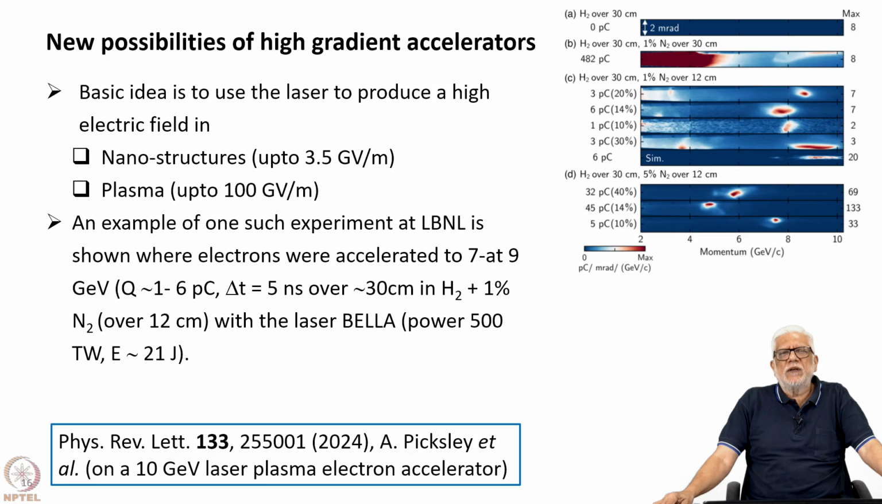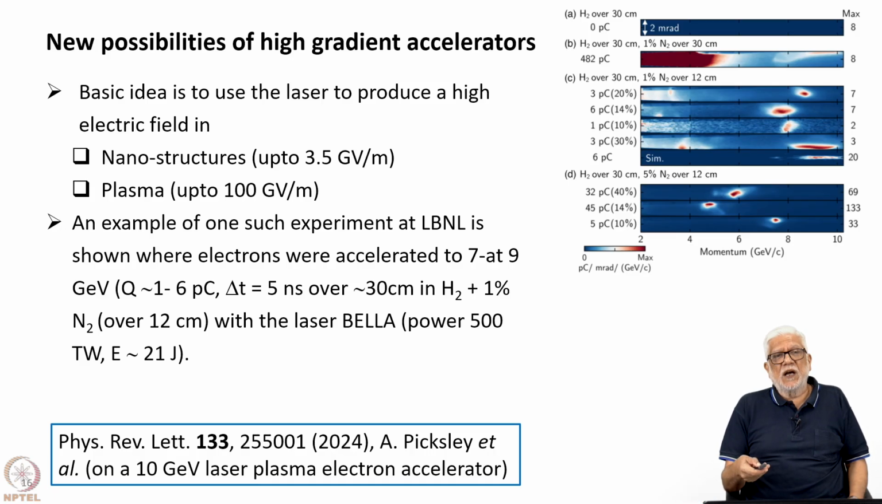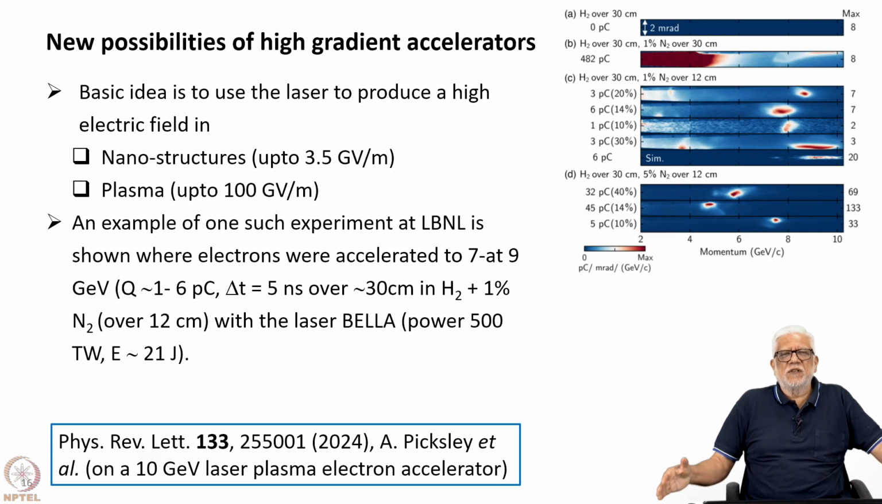Now, at some point, you have to change this technology. So, one attempt to do that, and again, this idea looks very promising, is to use very high power lasers to produce a very high electric field. This can be done either in nanostructures, where up to about 3.5 GeV per meter you can get, or you can do it in a plasma where you can get much higher electric fields, much higher voltage gradients of the order of even up to 100 gigavolt per meter.